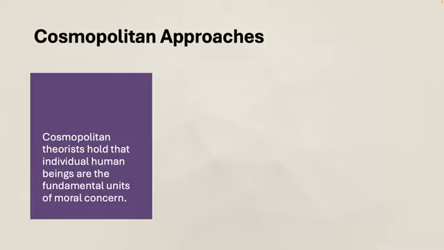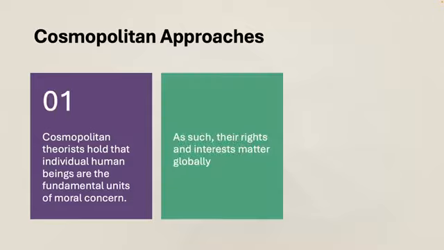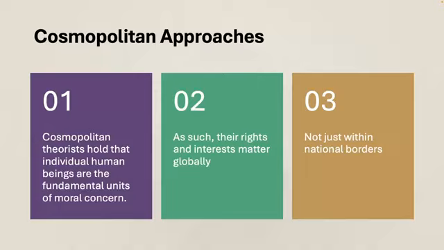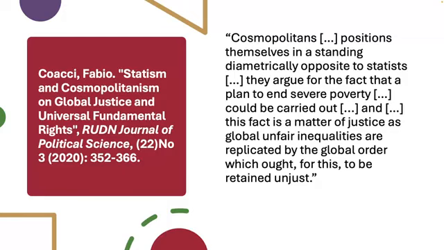In reality, the cosmopolitan approach takes a much different view. They see human beings as the fundamental units of moral concern, and so therefore their rights and interests are a matter of global concern, not just within the basic national borders or in between each of these states. The idea is that principles of justice, principles of economic justice, distributive justice, environmental justice will apply across states, not only applying within them.